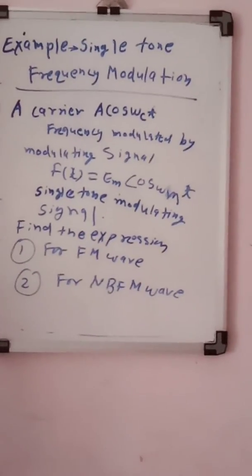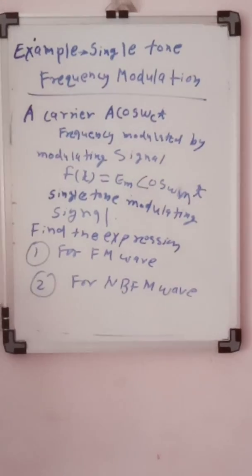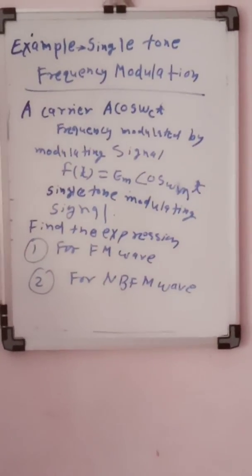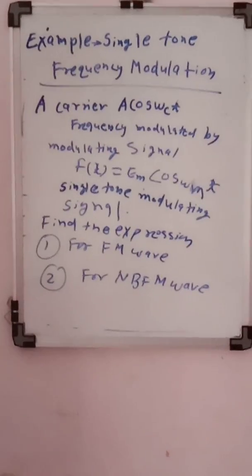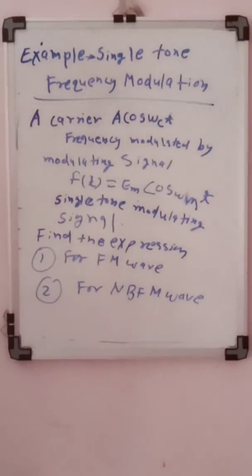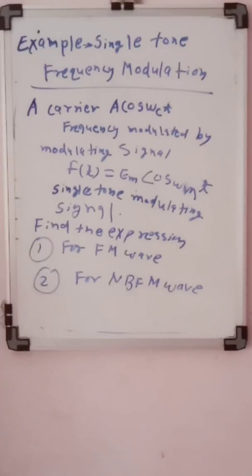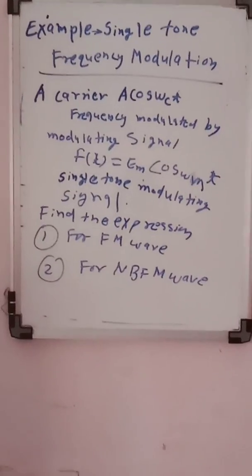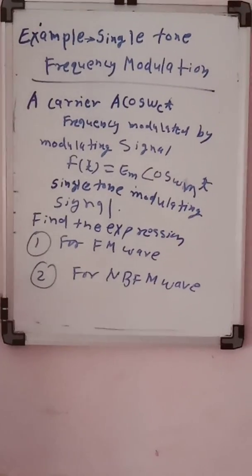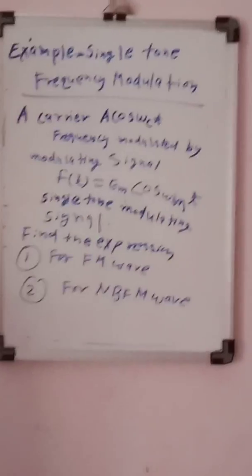I will solve these two parts separately. I guess all of you have noted down the question which I have dictated right now: a carrier cos omega_c t, frequency modulated by the modulating signal f(t) = E_m cos omega_m t, a single tone modulating signal. We have to find the expressions for two waves, the FM wave and the NBFM wave.